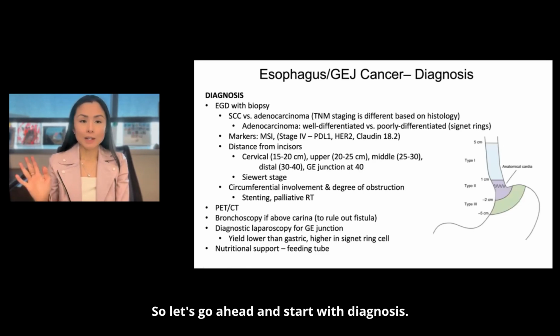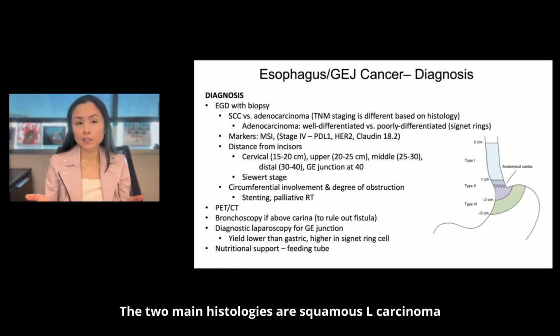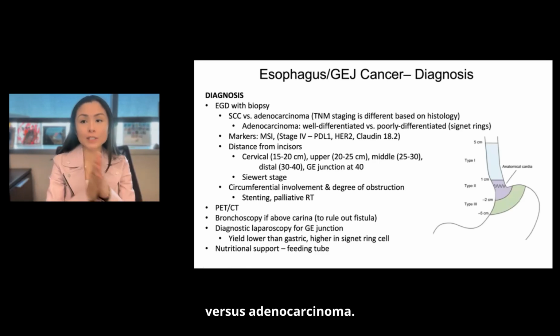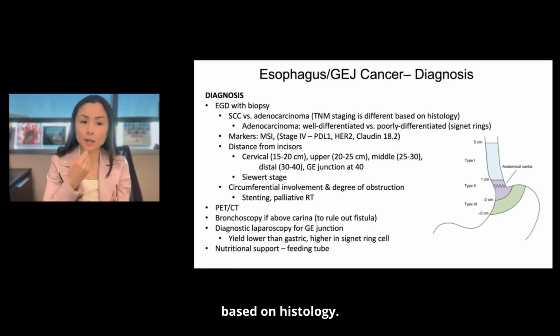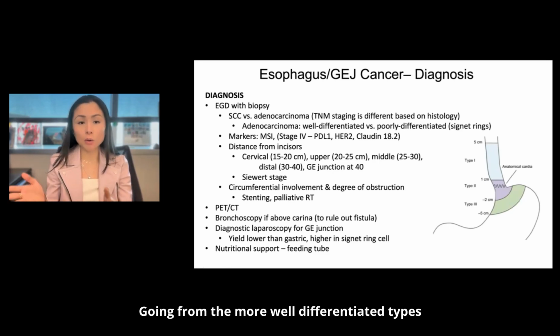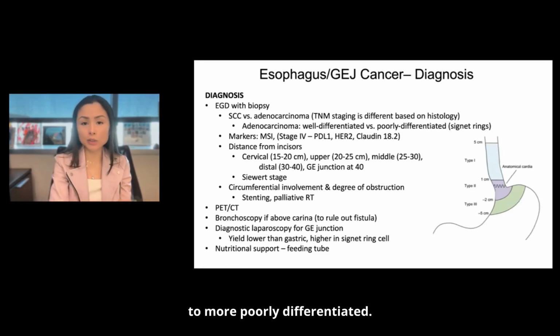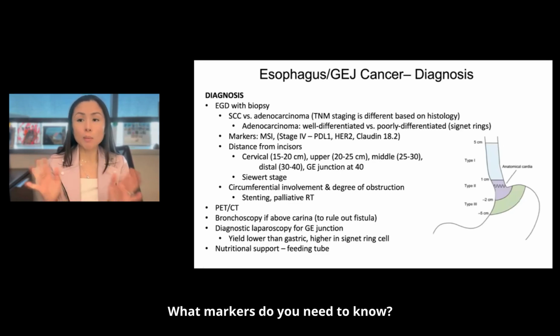So let's go ahead and start with diagnosis. These are typically found on EGD with biopsy. The two main histologies are squamous cell carcinoma versus adenocarcinoma. Know that TNM staging is actually different based on histology. Within adenocarcinoma, there is a range going from the more well-differentiated types to more poorly differentiated, and some of these can have signet rings.